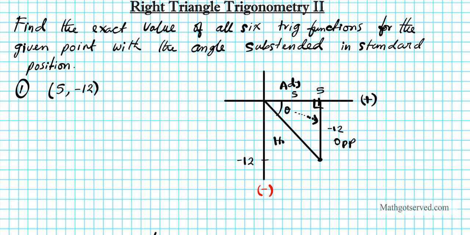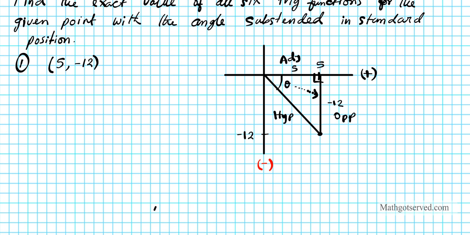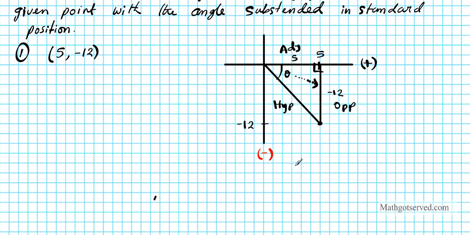All right, now we can clearly see that in this triangle we have our A and O, but we're missing H. So how do we find H? We use the Pythagorean theorem, the trig version of which is a squared plus o squared equals h squared. This is the same thing as a squared plus b squared equals c squared, the hypotenuse and the two legs. Substituting the measures in, we have 5 squared plus (-12) squared equals h squared.